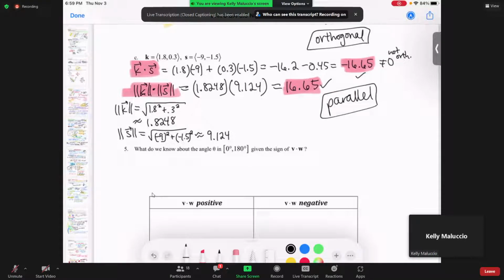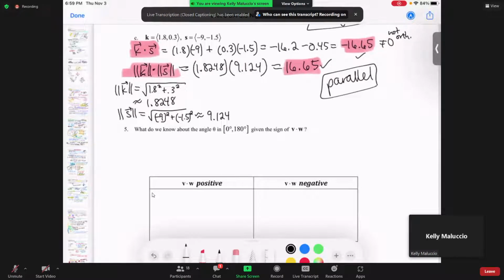One thing that's useful here: this question, number 5, asks what do we know about the angle between 0 and 180 given the sign of V dot W? If they tell us the dot product is positive, what do we think? If negative, what does that tell us? Let's look at this formula: V dot W is equal to the magnitude of V times the magnitude of W times cosine of theta. Hopefully you're sick of writing this by now.